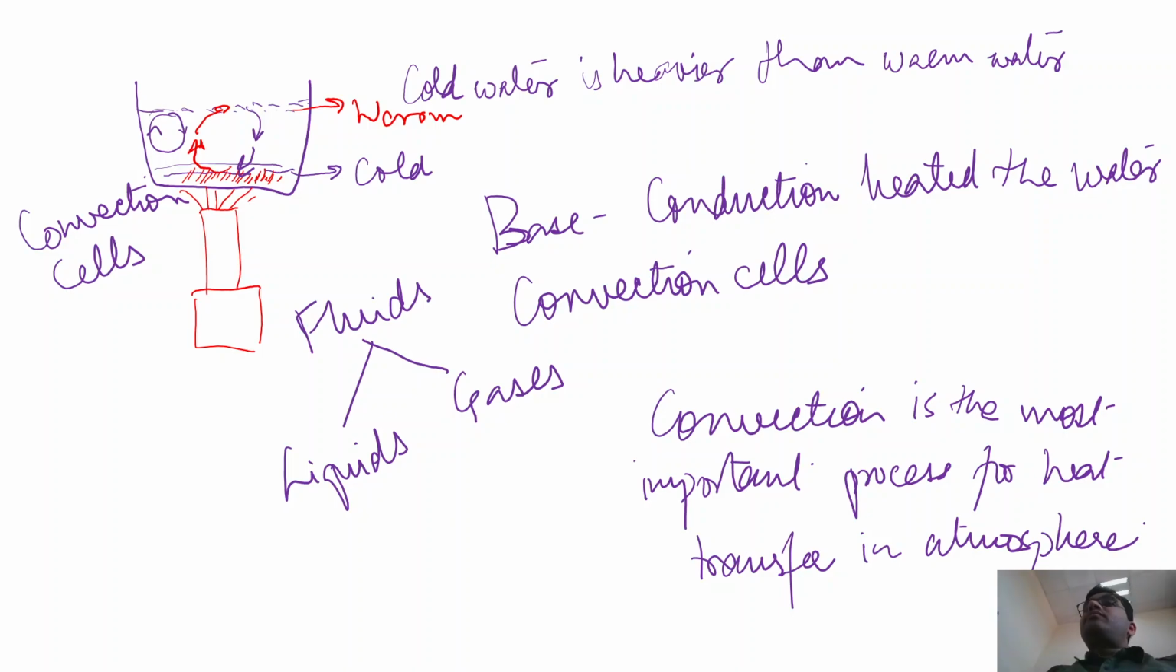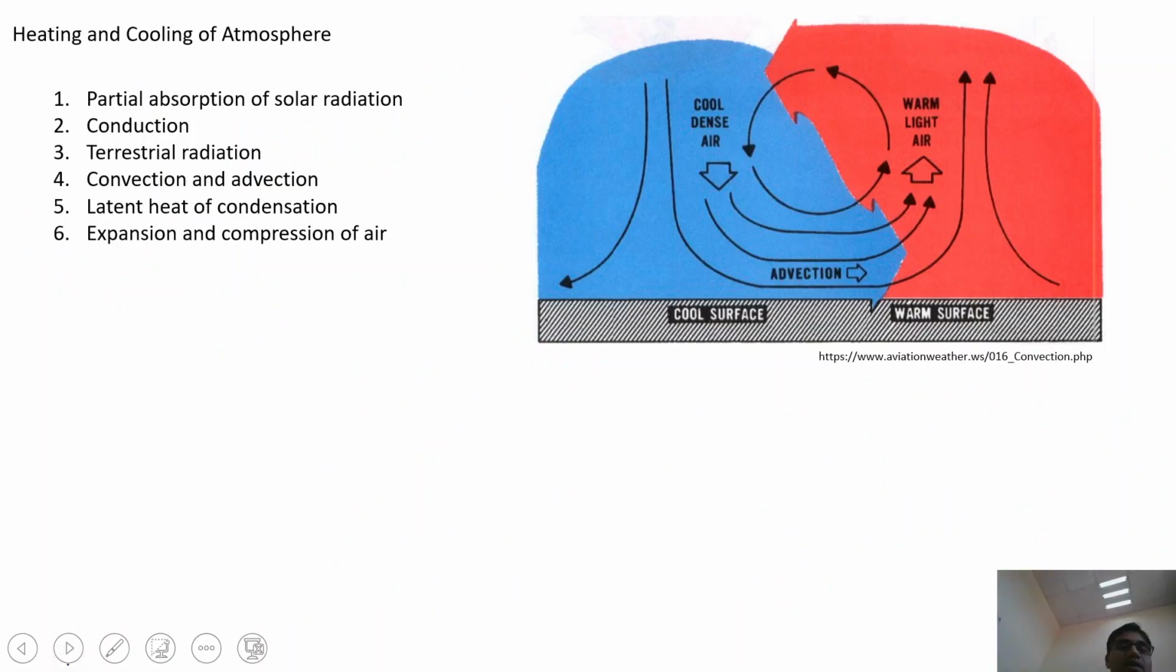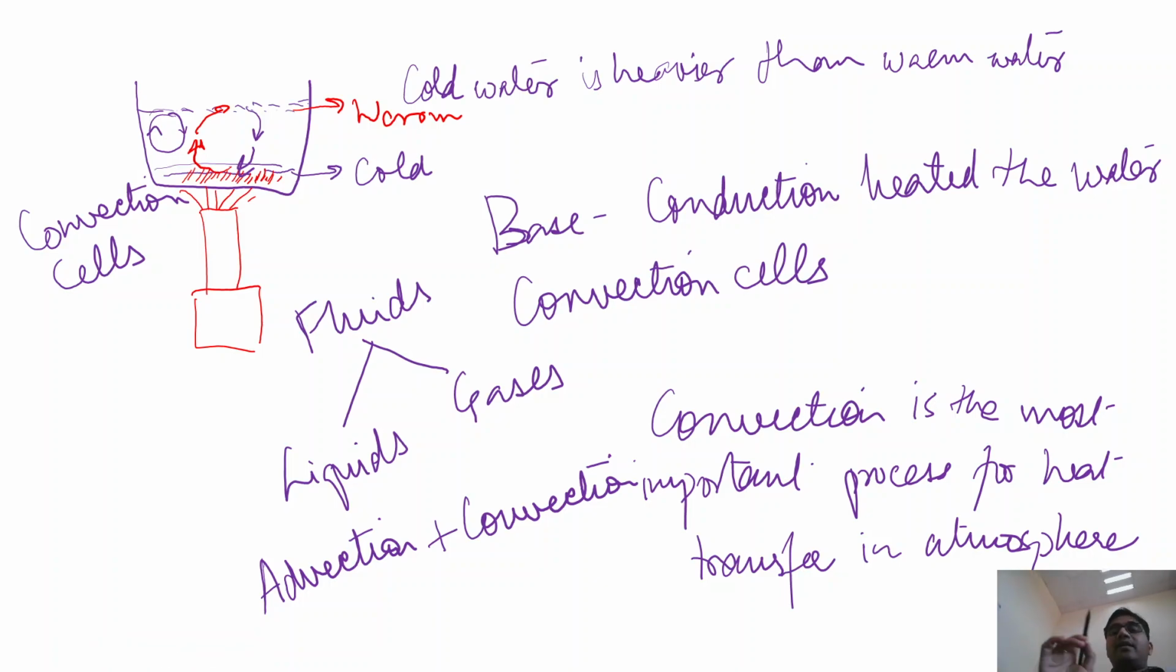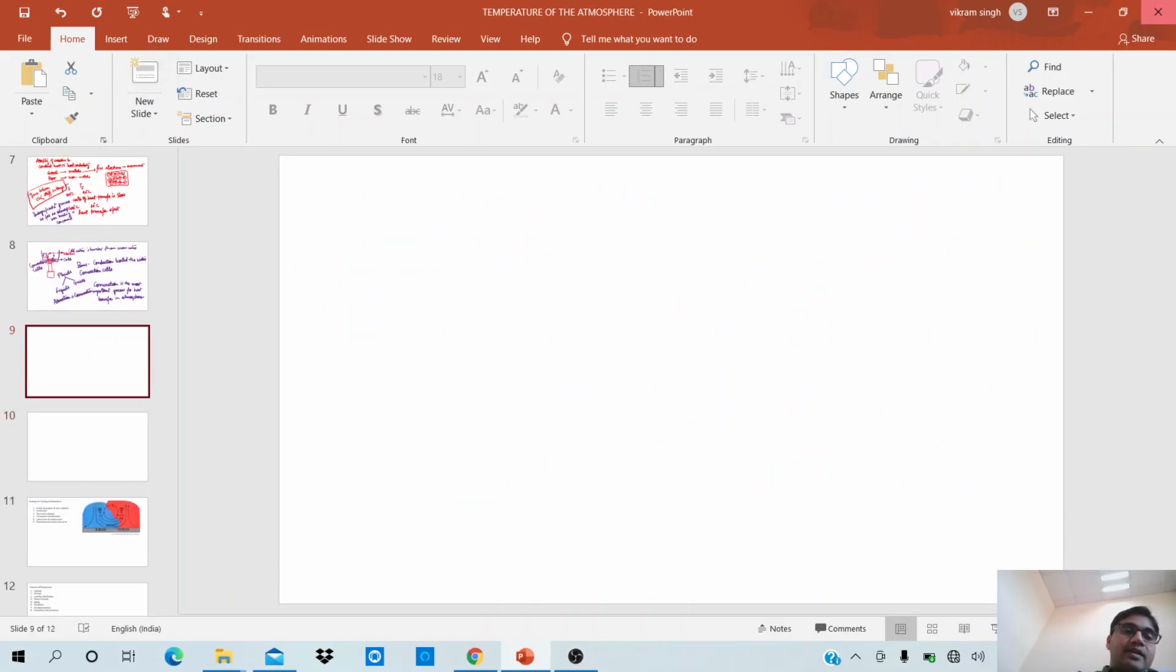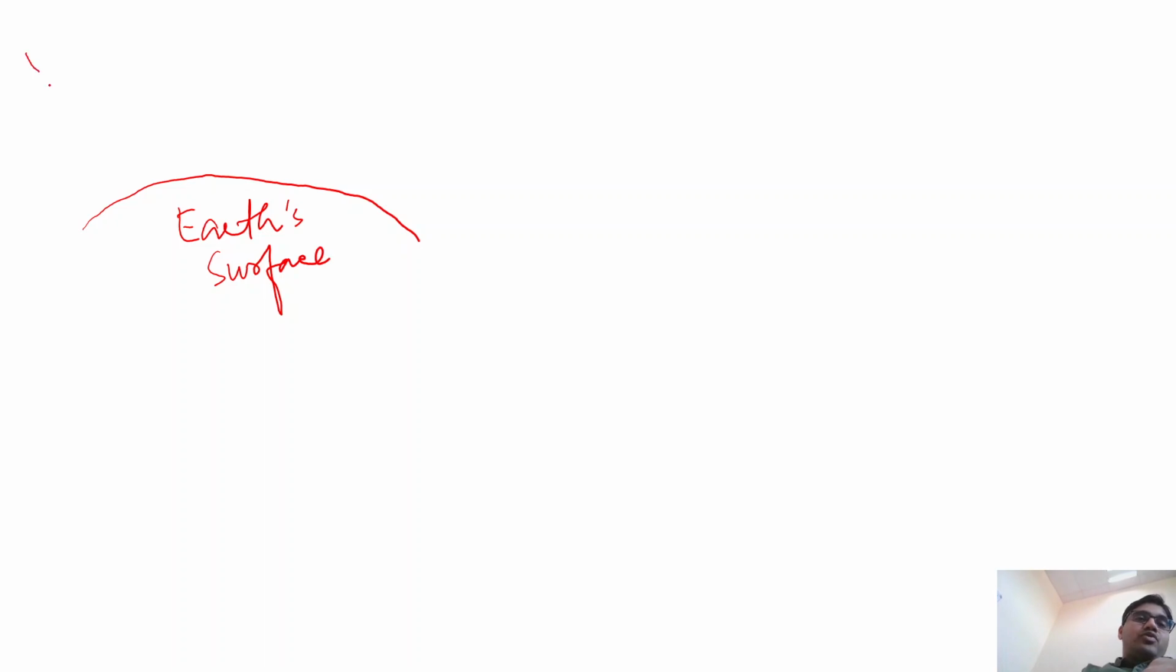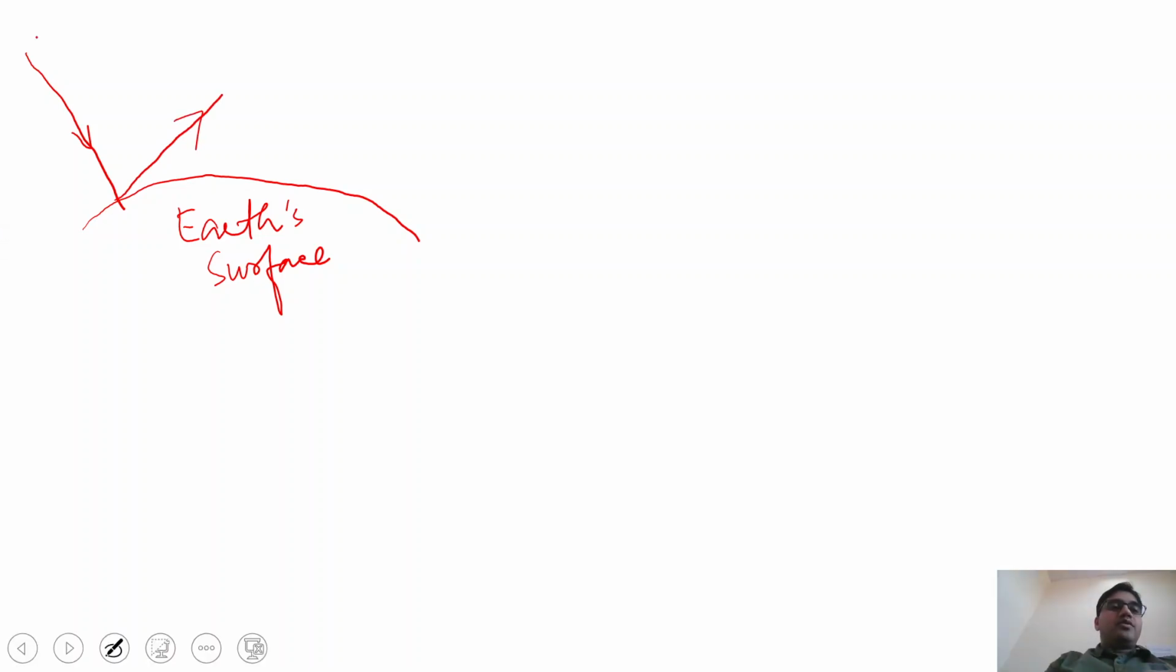Okay, now heating and cooling of the atmosphere involves two processes: advection and then of course convection. So while the atmospheric heating has to take place, we have seen three processes happen. Let me add more slides. So what did we see? We saw that if, let us say, this is the Earth's surface, then this is the solar radiation which is coming in, and then it gets converted to long wave. So this will be short wave and this will be long wave.